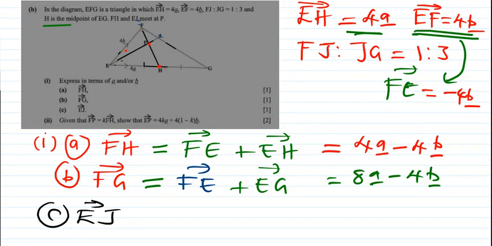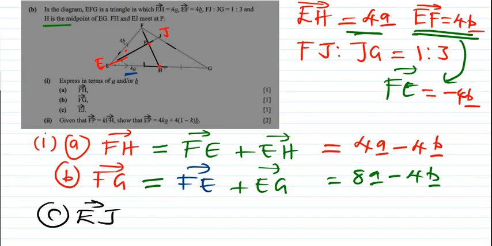So we're trying to move from E to J. J is there, E is at this point. Is there a way that we can actually find that? Looking at the information we're given, we are told from E to F, we know it's 4b, and then from E to H, we know it's 4a.